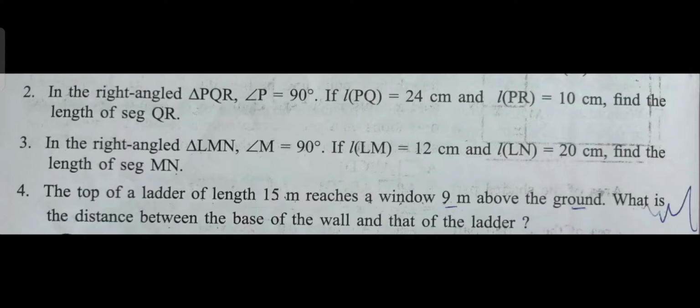Is that clear? Then the fourth one is that the top of a ladder of length 15 meter reaches a window 9 meter above the ground. What is the distance between the base of the wall and that of the ladder? In this question you are supposed to find out the distance between the base of the wall and that of the ladder. You have to first draw the diagram the way I have explained to you all, and then you will solve the sum. Clear? Okay.